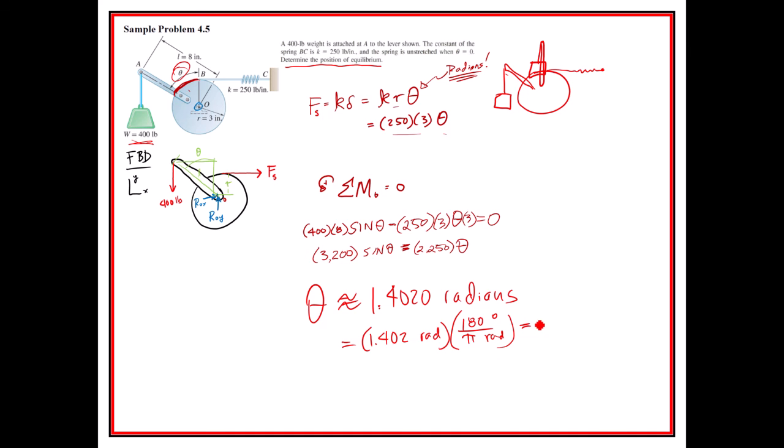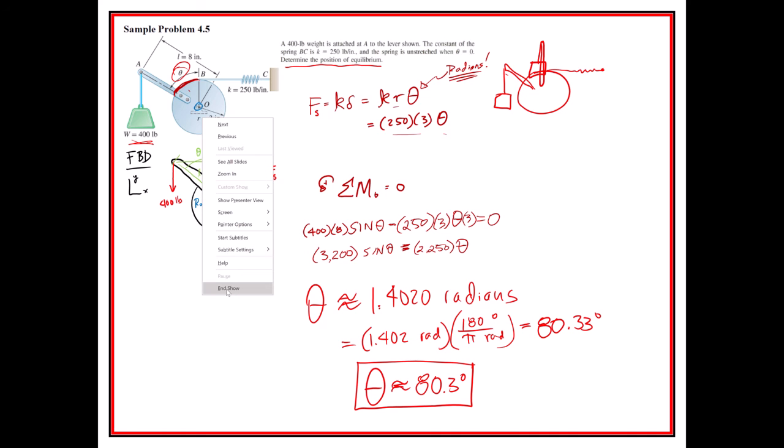And so now we turn it into degrees, and we get 80.33 degrees. So theta is, let's stick with the approximately 80.3 degrees. Boom. And if we go to the book, we see that we get the same answer, right? So that was one solution to it. So there we go. This is the sample problem 4.5.